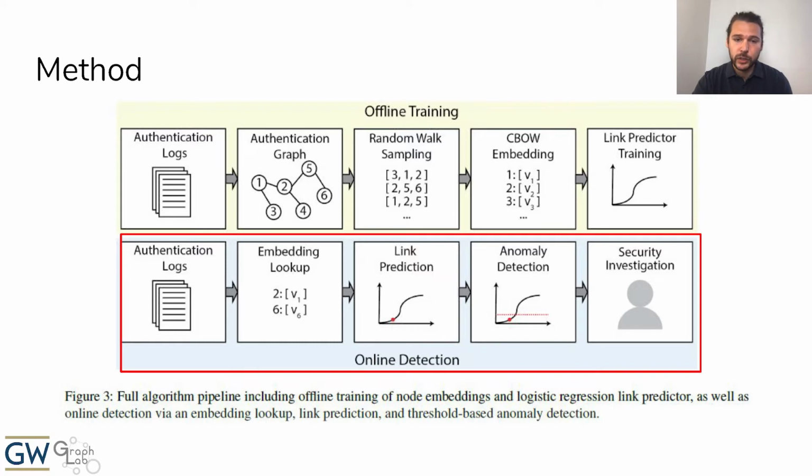During the online detection stage, we monitor for new authentication events and predict the likelihood of the observed authentication events with our trained link predictor based on the learned node embeddings, and escalate an authentication event to a security analyst if it has a sufficiently low probability. Now we will go into further detail for each of these stages.